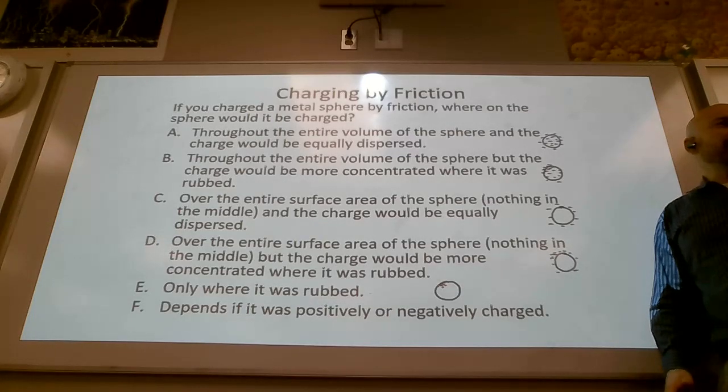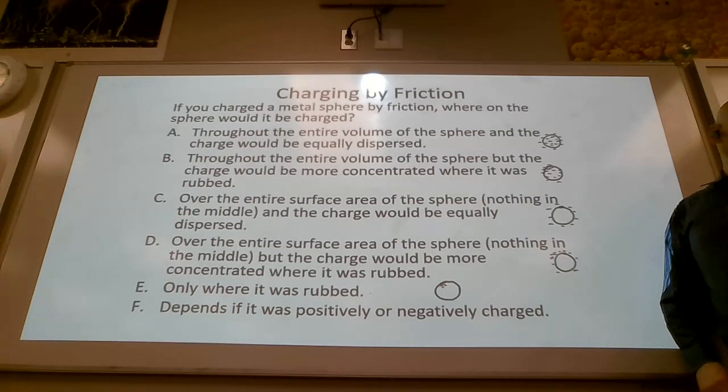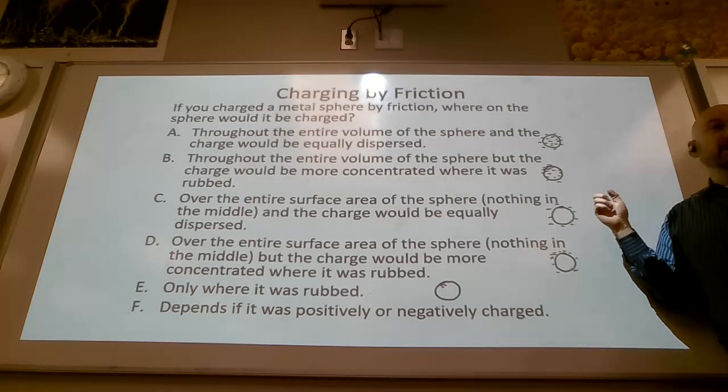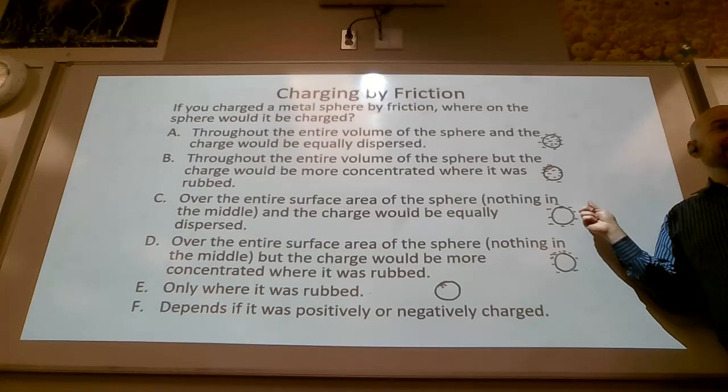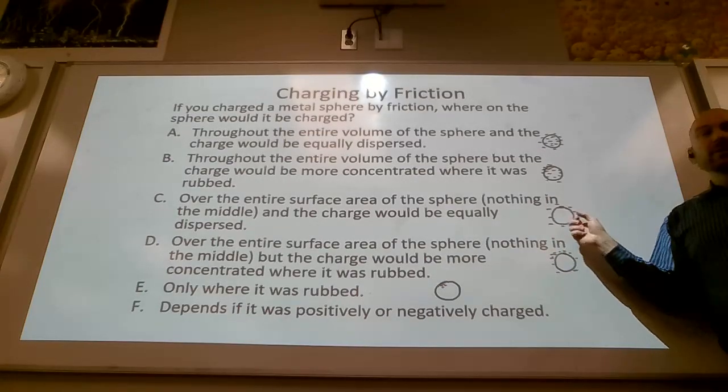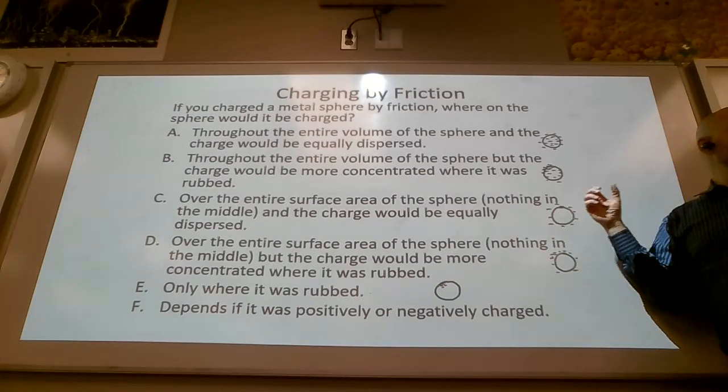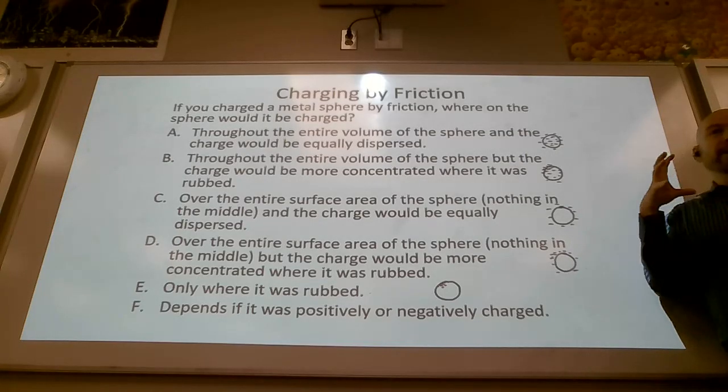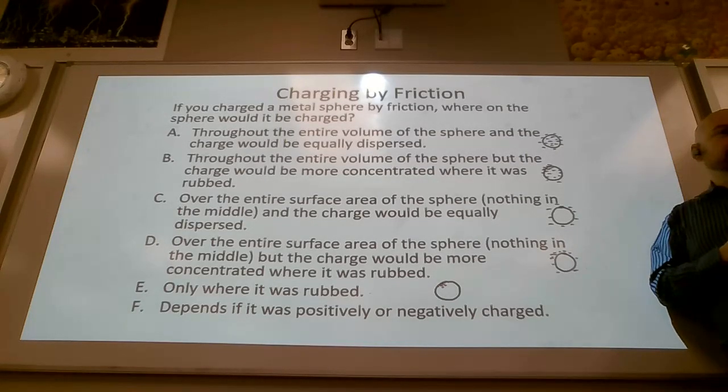So this is a factoid, and you're just kind of guessing at this point. And I'm going to tell you the answer. Correct answer for a conductor is C, on the outer surface equally spread out. They're trying to get away from each other as much as possible.